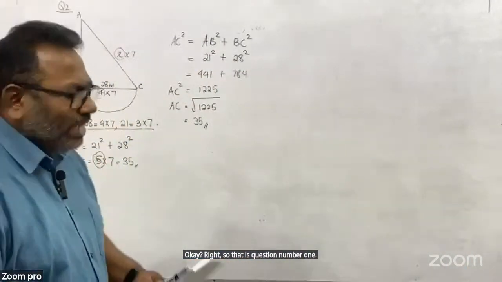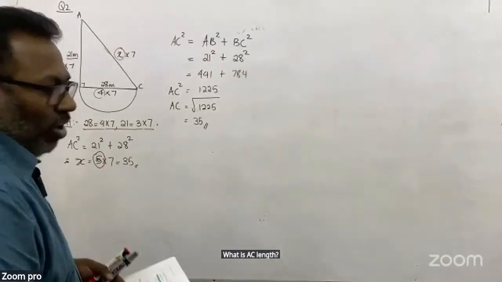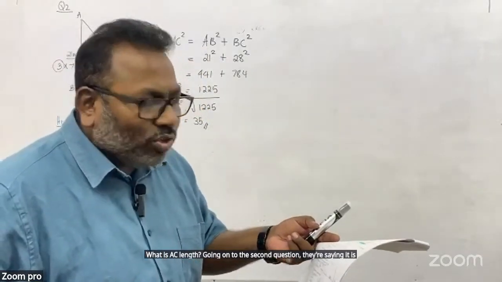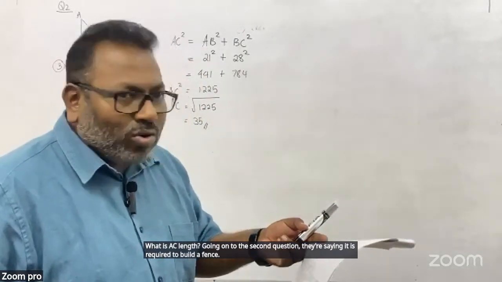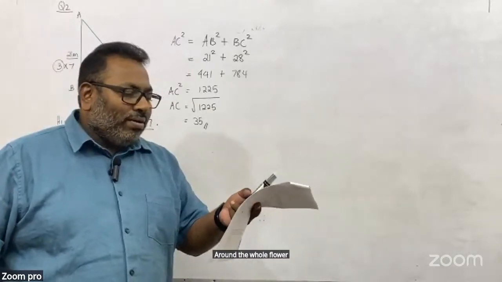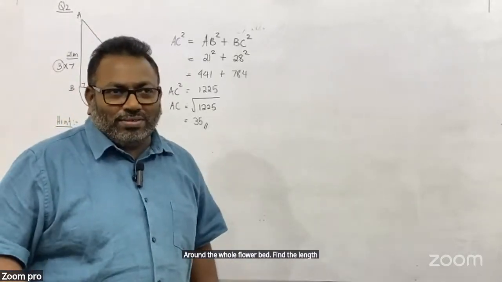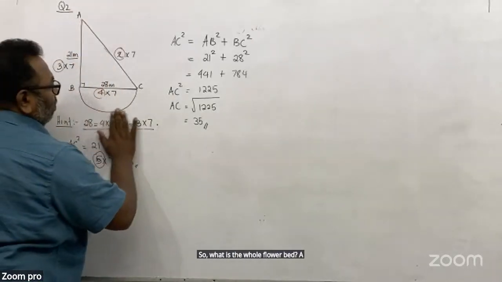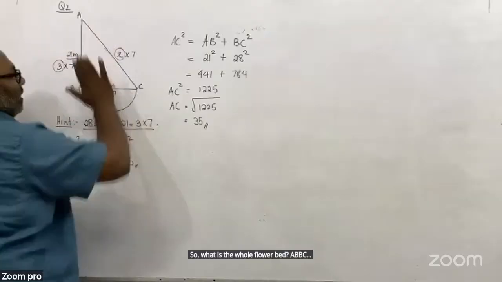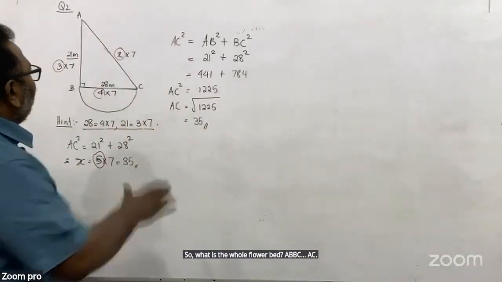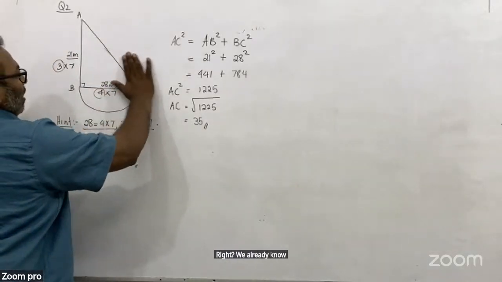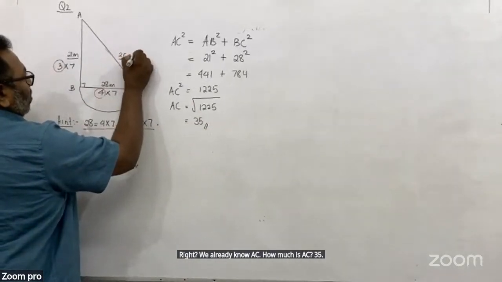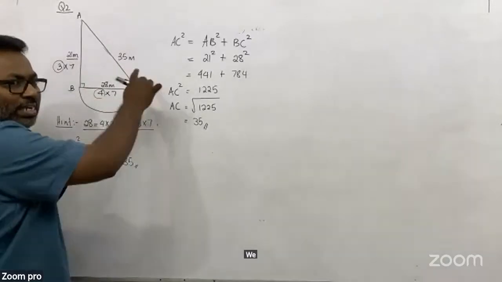What is the AC length? Going on to the second question, they are saying it is required to build a fence around the whole flower bed. Find the length of this fence. So what is the whole flower bed? AB, BC, AC. Right? We already know AC. How much is AC? 35. We need to find the BC length.